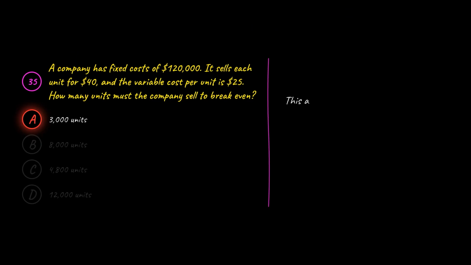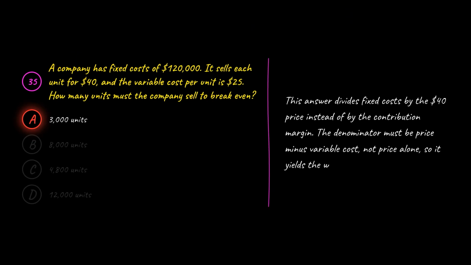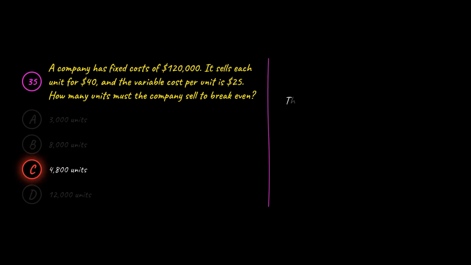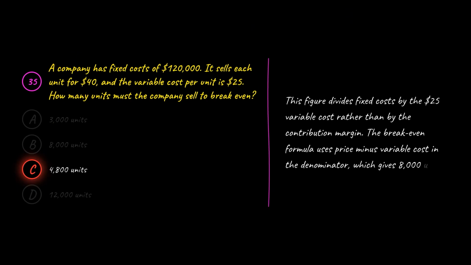A is wrong because this answer divides fixed costs by the $40 price instead of by the contribution margin. The denominator must be price minus variable cost, not price alone, so it yields the wrong figure. C is wrong because this figure divides fixed costs by the $25 variable cost rather than by the contribution margin. The break-even formula uses price minus variable cost in the denominator, which gives 8,000 units.